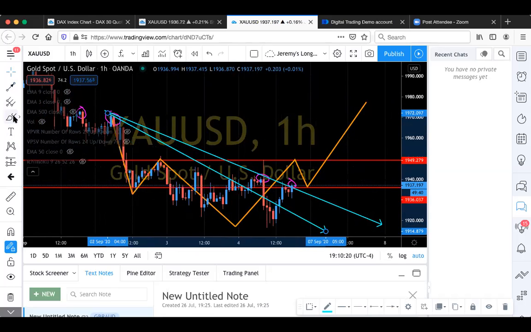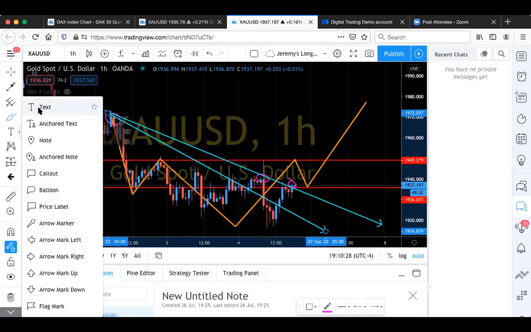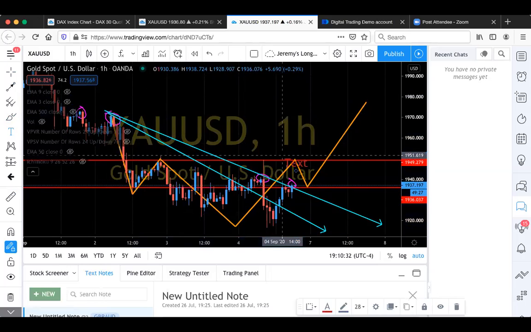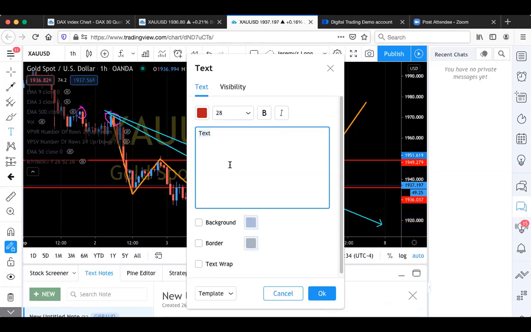So you can do the draw, like how I was circling the points up here. You can use that with the pencil. You can put text on there. You write some text on there, like resistance line. Do it like that. Support.